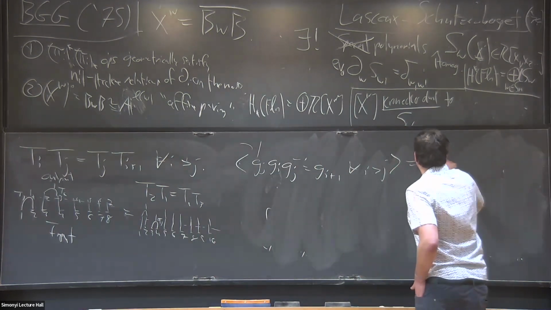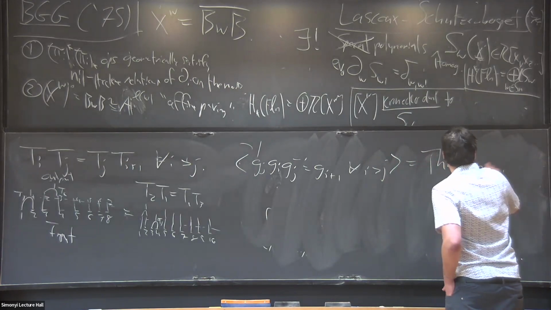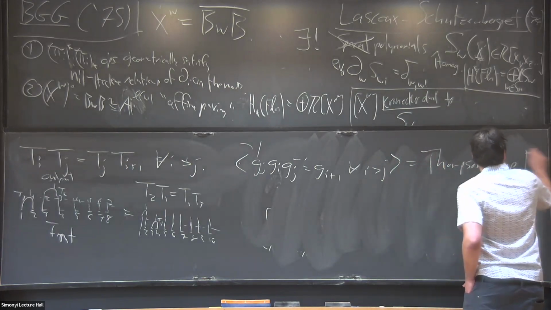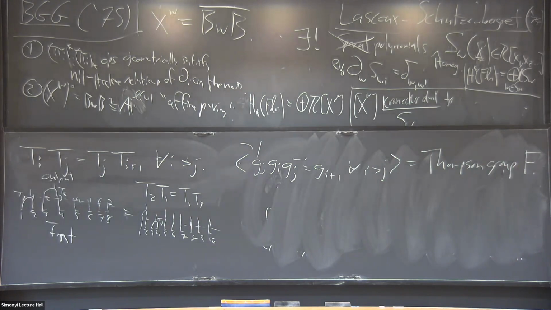This is Thompson group F. So very similar to how the braid relations, if you ignore the one that says if I square it, it gives 0, that's a monoid whose group completion is the braid group. When you do this, you get the Thompson group.